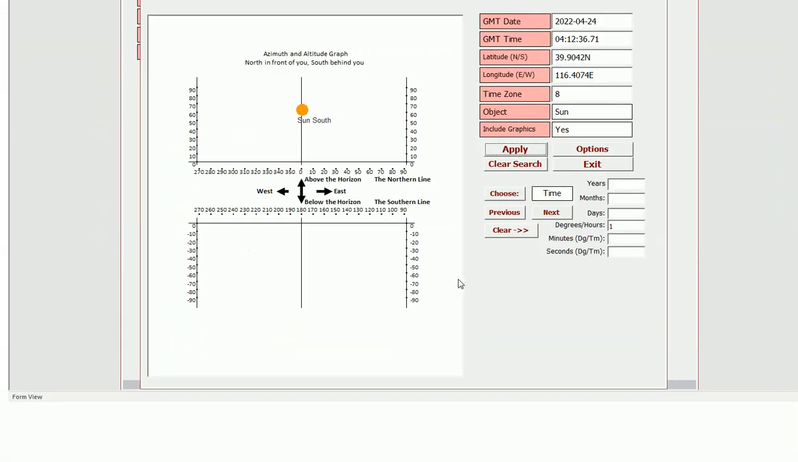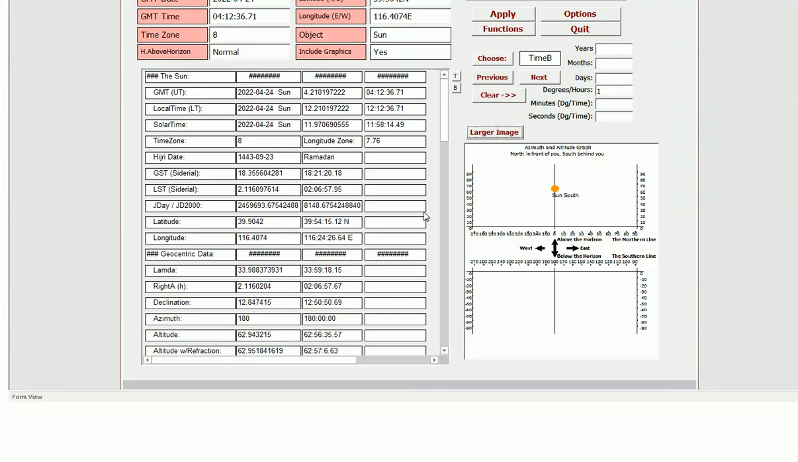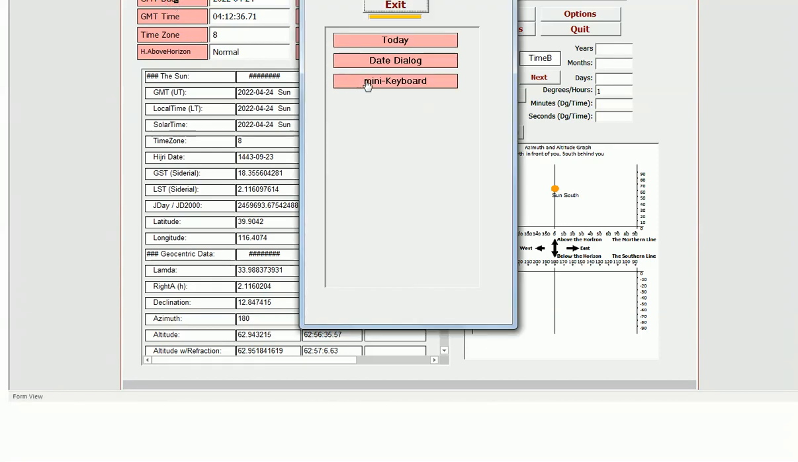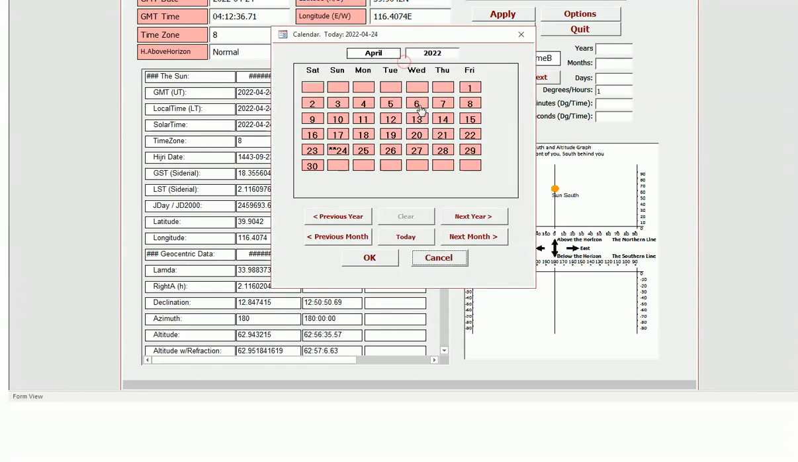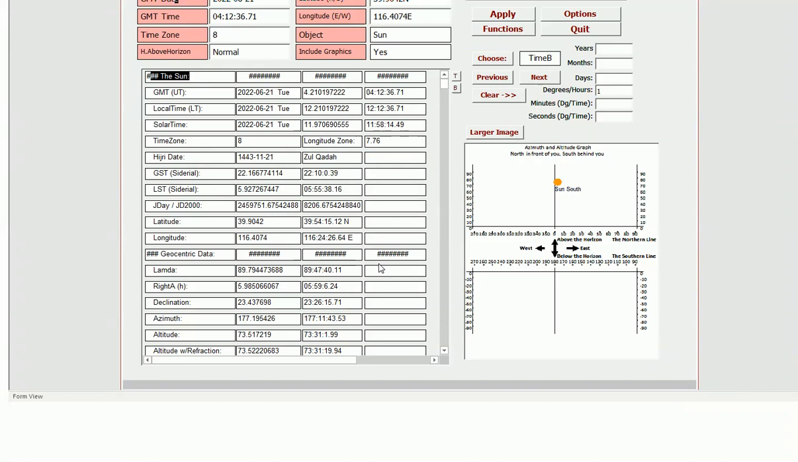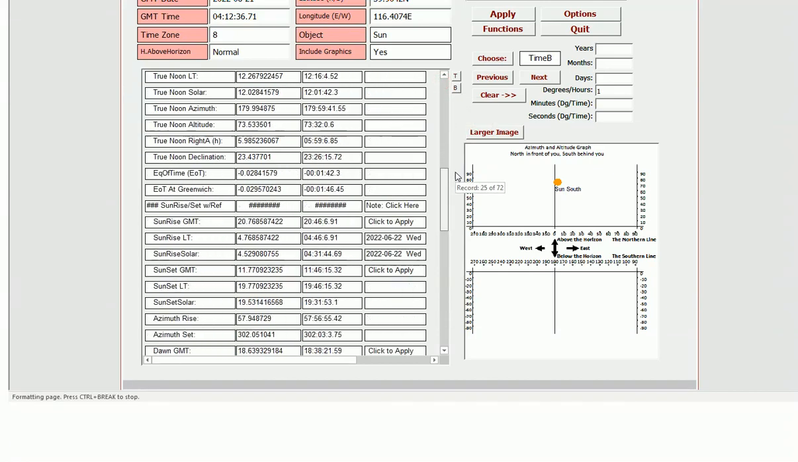Now let us speak about midnight, which is going to be an interesting subject. Click exit. Let's go to summer. Let's go to 21 of June. So April, May, June, 21. And let's go to midnight.